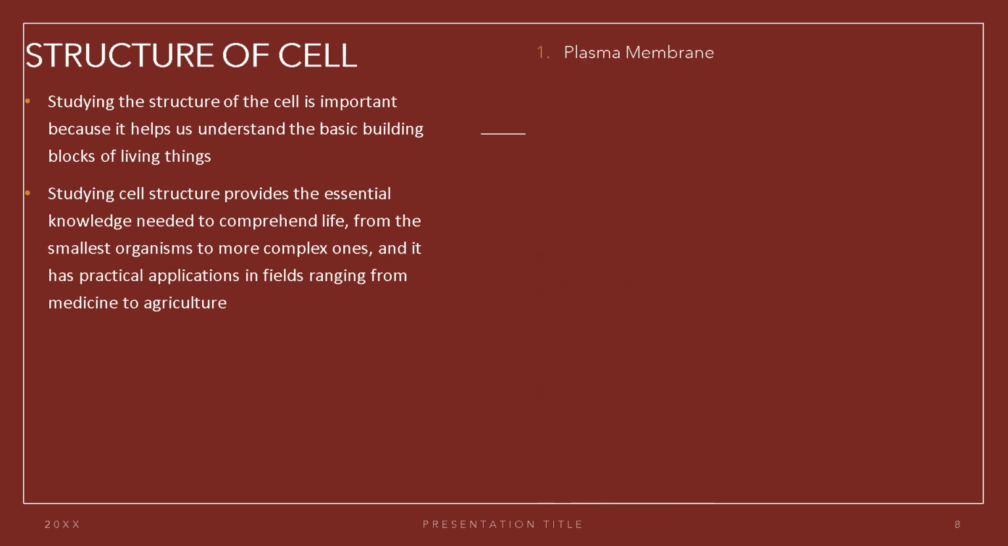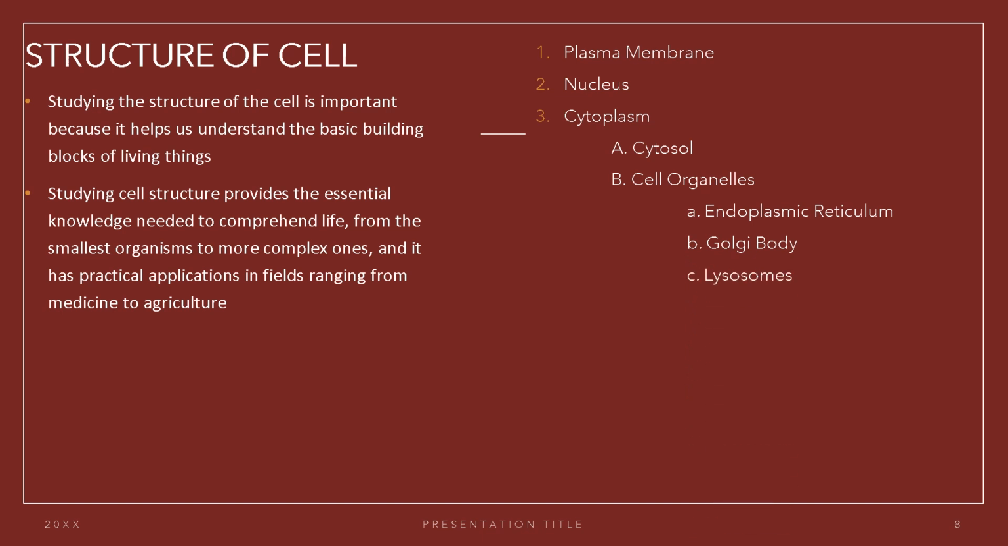Plasma membrane, nucleus, cytoplasm. Cytoplasm has cytosol and cell organelles. Under the cell organelles are endoplasmic reticulum, Golgi body, lysosomes, vacuoles, mitochondria, plastids, centrosome, and cytoskeleton.